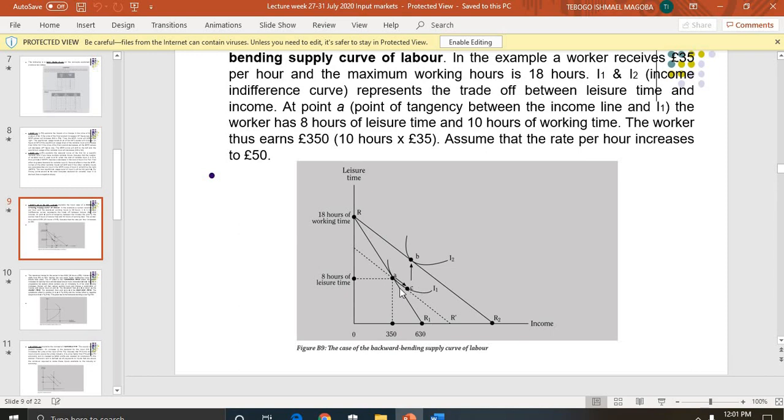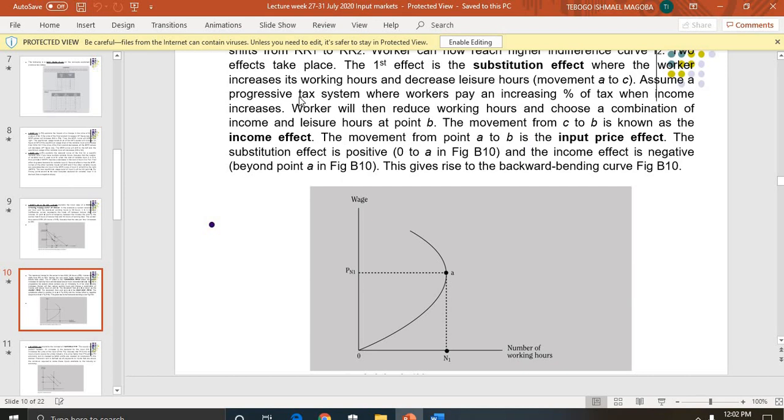And remember, substitution effect is always going to be some movement along an indifference curve. Because substitution, you're substituting one thing for another, but on the same indifference curve. The minute you shift to a different indifference curve, it's now an income effect. Okay, so they said you will substitute more hours, increase its working hours, and decrease its leisure hours.